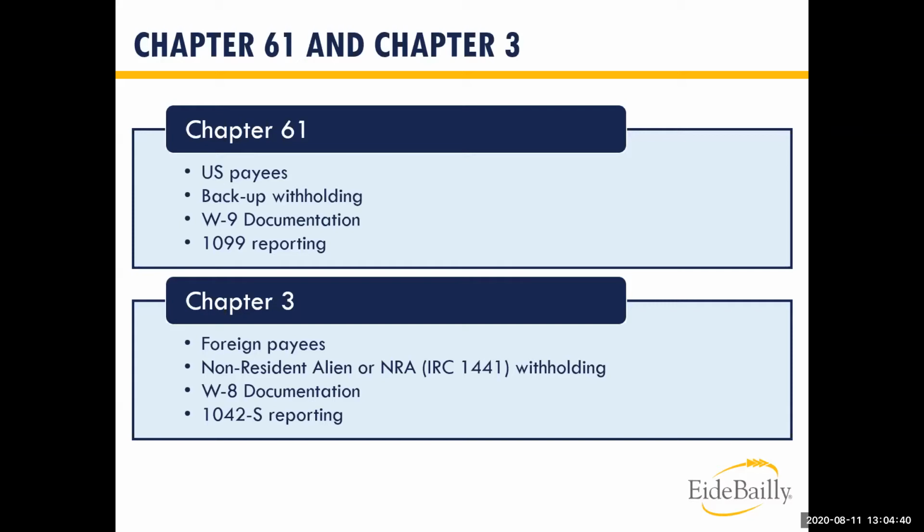So Chapter 3 is essentially the cousin to that, and that is related to foreign payees. If you're making a payment to a foreign person, then you are subject to what we call Chapter 3 withholding, which is generally in Section 1441 of the tax code. Instead of a W-9, you have a W-8 documentation requirement, and also the reporting, instead of a 1099, would be on the 1042, and there's an S, a T, and a regular 1042. So there are a number of different forms there that need to be filed.